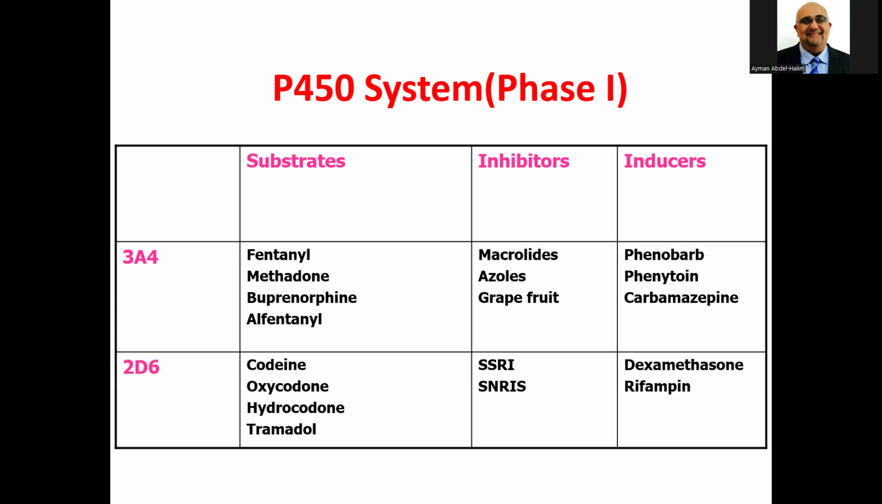And then we have the 2D6. This is opposite to the 3A4. The metabolites are active, more potent than the parent drug. So you just have to flip things here. So, for example, patient is on oxycodone, getting SSRIs. This will inhibit its metabolism, and thus you will have less potent metabolites. So it will weaken the drug itself.